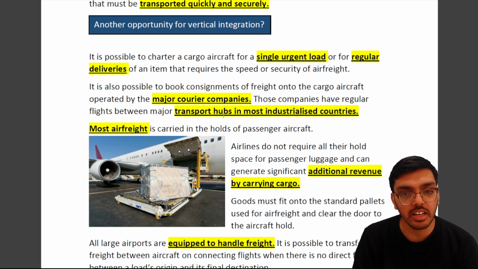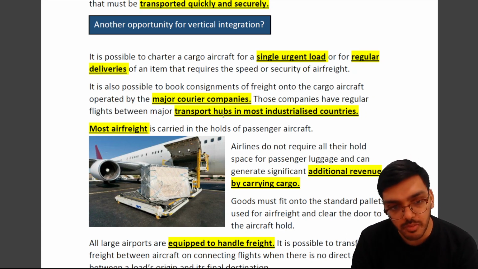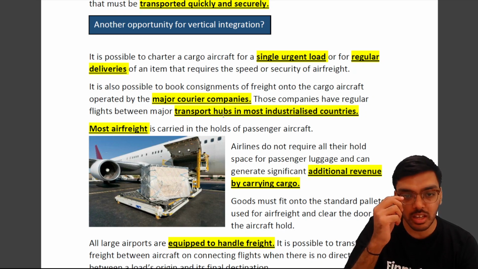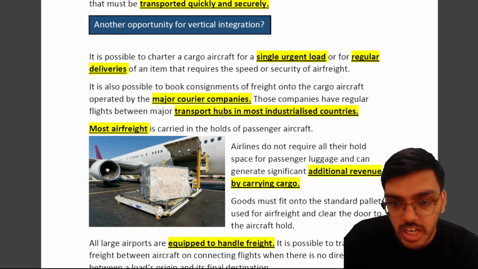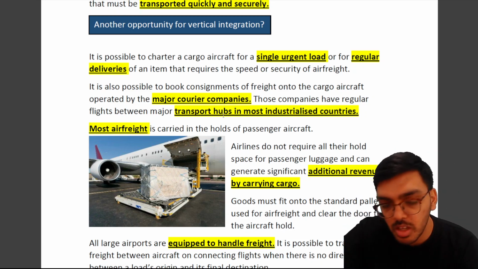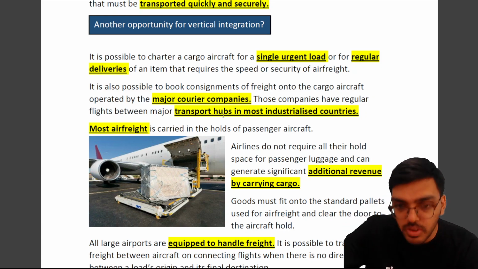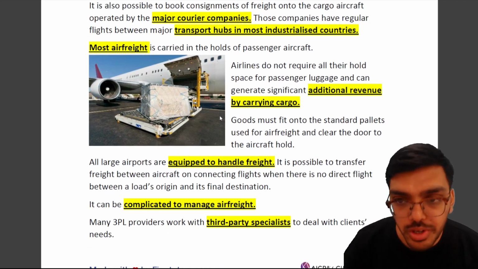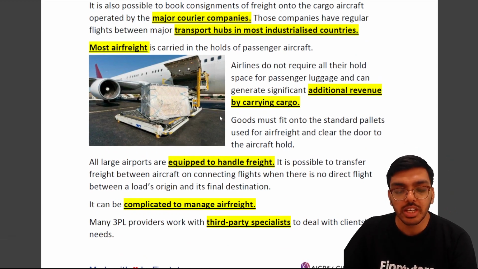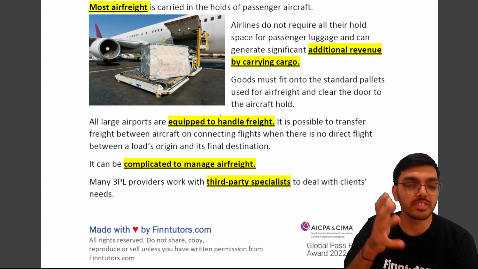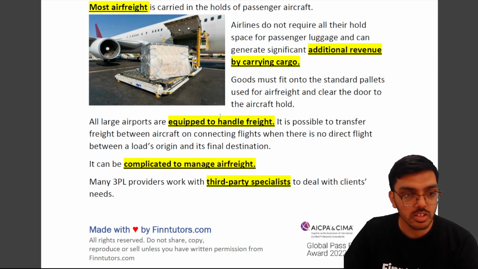Most air freight is carried in the holds of passenger aircraft, which means the place where your baggage is stored, the same place some of the freight is also stored because of that extra space. It generates income for the airlines, plus it's cheaper for the air freight to be carried that way if it's not a large or a specific load. Airlines do not require all their hold space for passenger luggage and can generate significant additional revenue by carrying cargo. Goods must fit into the standard pallets used for air freight and clear the door to the hold inside the aircraft. The goods size must be standard.